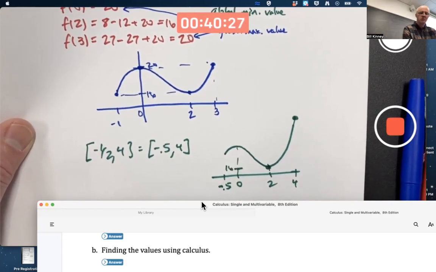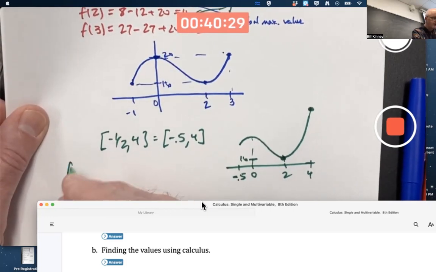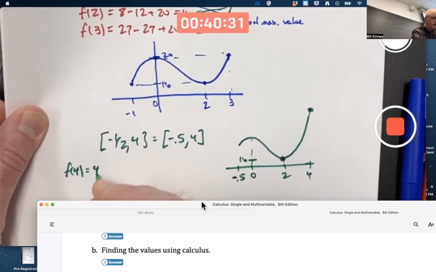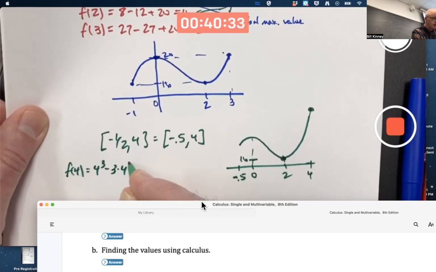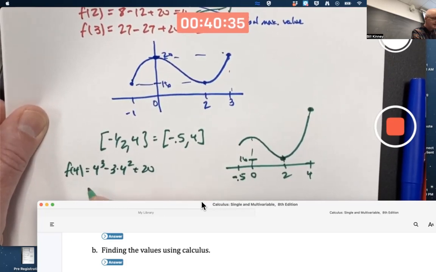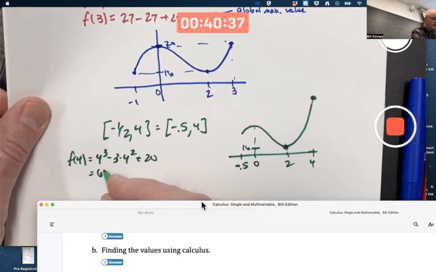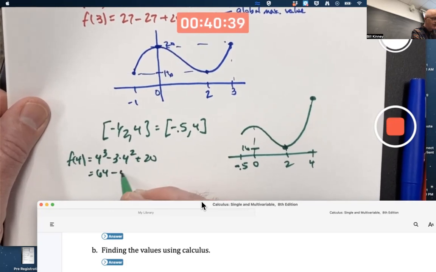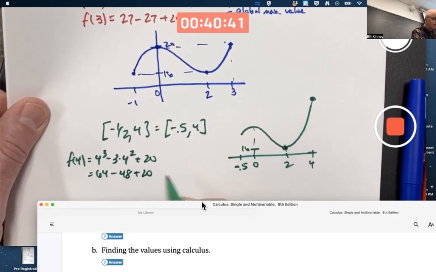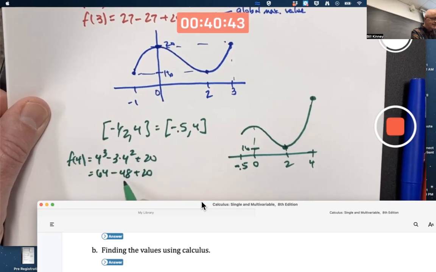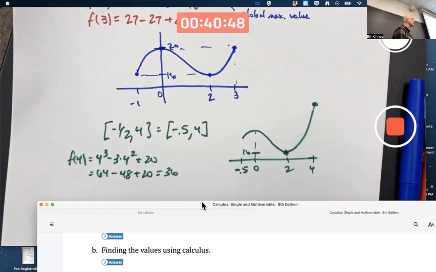I don't know yet what the global max value will be. I'll have to plug 4 into the function. It's 4 cubed minus 3 times 4 squared plus 20. That is 64 minus 48 plus 20. That's 16 plus 20 is 36 is the global max value on this interval occurring at that right endpoint.